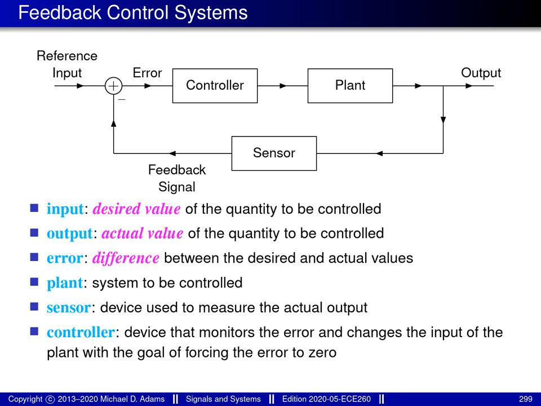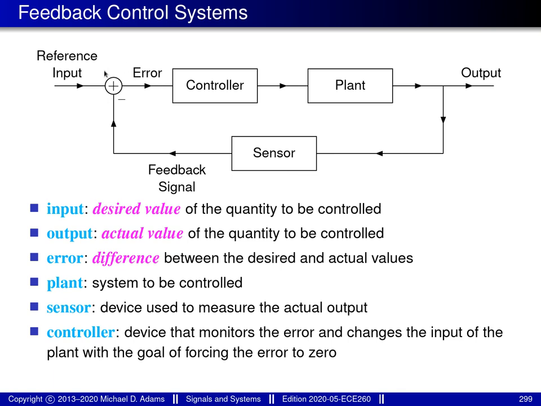At the top of this slide is a block diagram showing the general structure of a feedback control system. In this diagram, the input of the system, sometimes called the reference or set point, corresponds to the desired value of the quantity being controlled. The output of the system corresponds to the actual value of the quantity being controlled. The plant is the system whose behavior is being managed by the control system. The sensor is a device used to measure the actual value of the quantity being controlled, so that this value can be used by the control system in order to adapt its behavior.